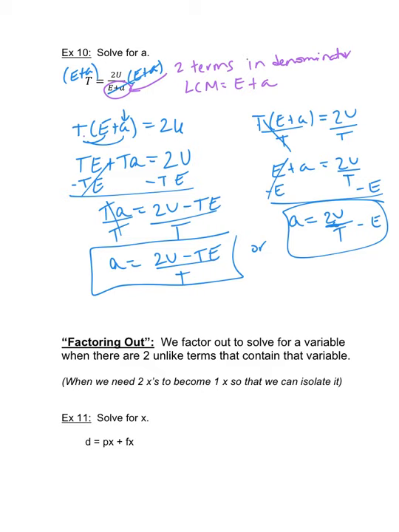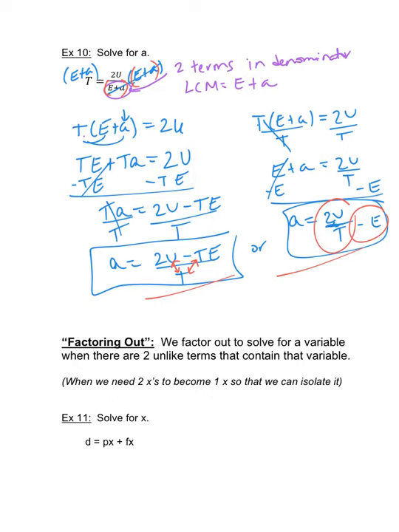And you can see that because remember that in the big fraction here, both terms are being divided by T. So the 2U is divided by T, which is here, and then you have TE over T, which just cancels out to minus E. Okay, either answer is acceptable. So that's what you do when you have a denominator that's two terms. You just multiply by that denominator.